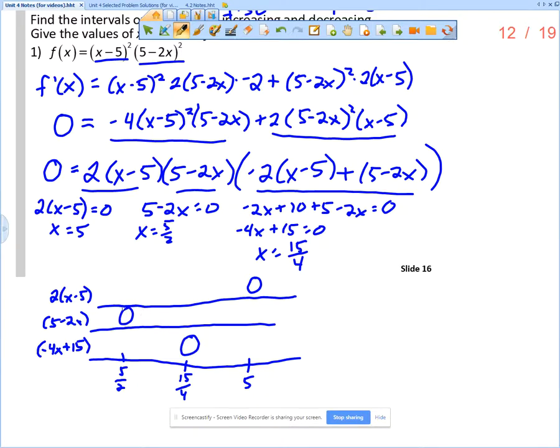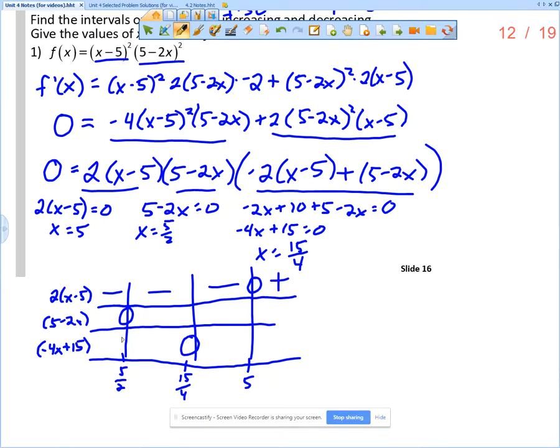So now on the top row, pick a number to the left of 5. How about 4? 2 times 4 minus 5. 4 minus 5 is negative 1, times 2 is negative. So remember, I have these intervals. Then to the right of 5, like 6. 2 times 6 minus 5. 6 minus 5 is positive 1, times 2 is positive.